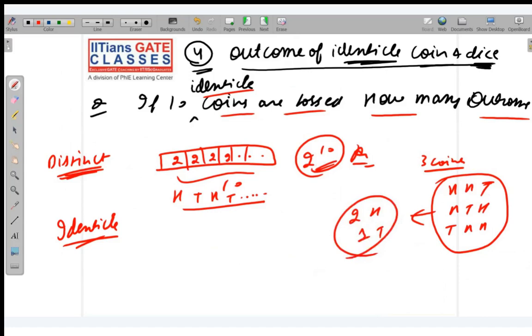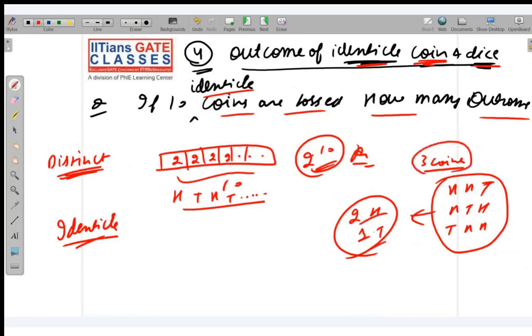So you can think 10 identical coins means you have just tossed 10 identical coins. So they are on the floor. 10 coins are on the floor, and now you are counting how many heads and how many tails. That is the question. It is the best way to visualize. So outcome of identical coins means identical coins have been tossed, all of them are on the floor, and now you are counting how many heads and how many tails. I think you have got it.